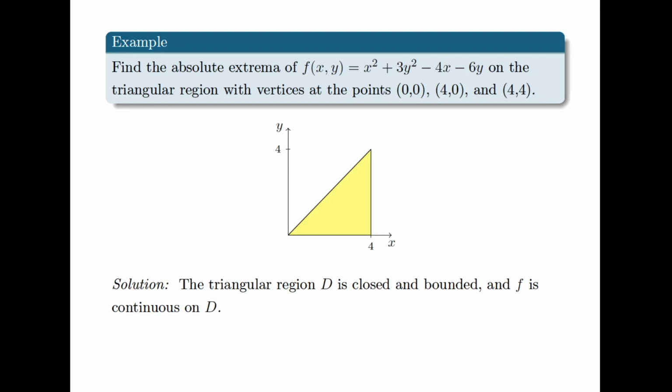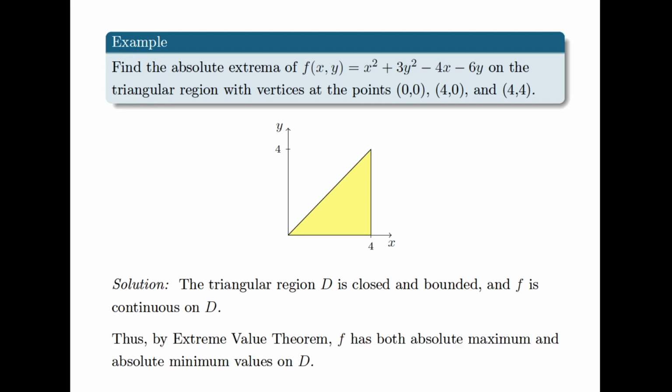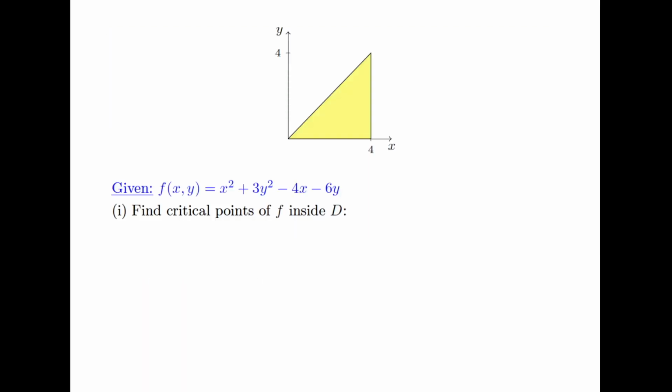First, notice that this triangular region D is closed and bounded, and f is continuous over this triangular region D. Therefore, by the extreme value theorem, we are assured that f will attain both an absolute maximum and an absolute minimum value inside the region D. To find the absolute extrema of f over the region D, we follow the steps we have enumerated earlier.